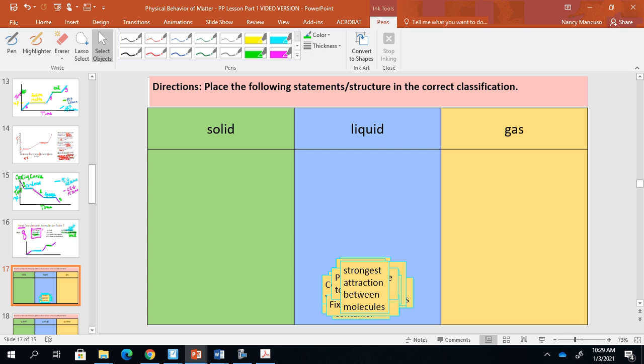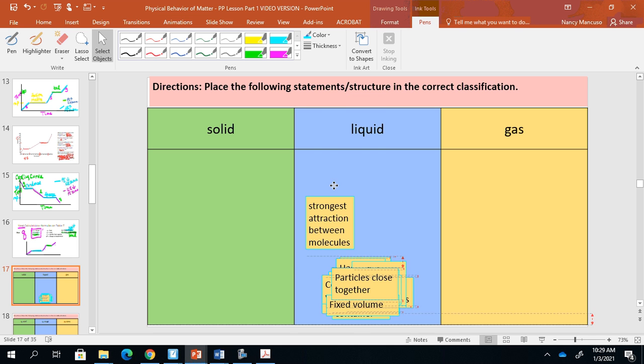Okay, this is actually a little practice activity for you to make sure that you understand the differences between solids, liquids, and gases. So you take each one of these little guys. So strongest attraction between molecules. I know gases have the weakest attraction, so it can't go there. Liquids are sort of in the middle. The strongest attraction between molecules are in solids.